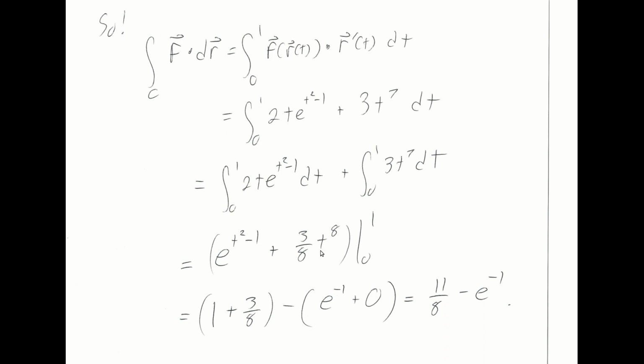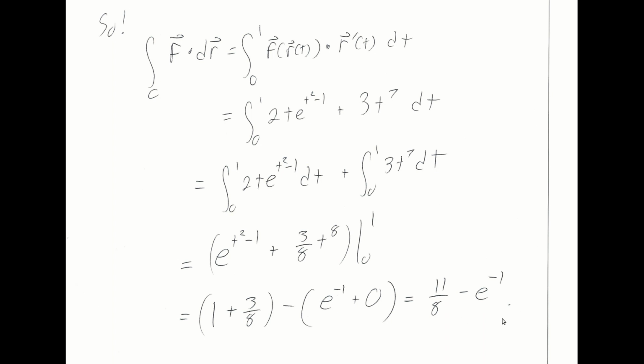And then we've got our 3 over 8 t to the 8th here. We're going from 0 to 1 for these t values. Plugging in 1, I get this expression. We're looking at an e to the 0, which is 1, and 3/8, and then minus the value at 0, which is going to give me e to the negative 1 and a 0. So 8 over 8 plus 3 over 8 is 11 over 8 minus e to the negative 1.